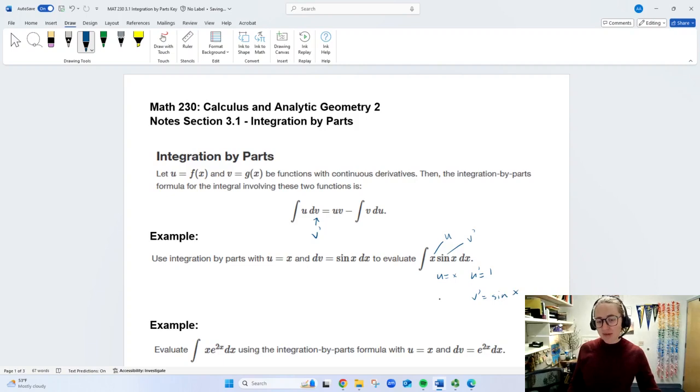So if I go backwards from there and I try to find what v is equal to, that's going to be negative cosine of x. So my integral of this whole thing is actually going to be equal to, well, when I'm doing product rule, I do u times v. So that's kind of what I'm doing here. My u times my v is negative x times cosine of x.